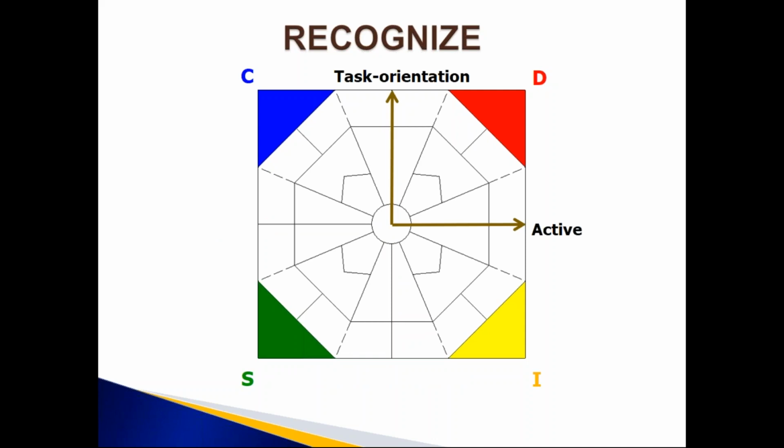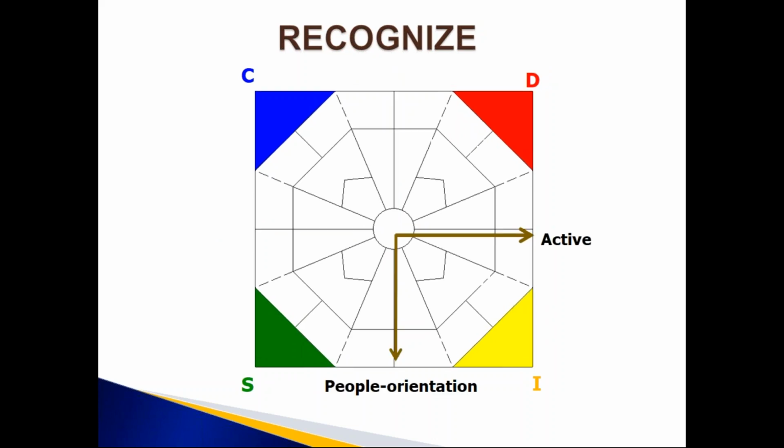The D's are going to be task-oriented and very active. The I's are going to be active but people-oriented. So once again, they want people to go with them. It isn't just about them. Where the S's, they care about people. There's people orientation, but they don't have to be in a big crowd.